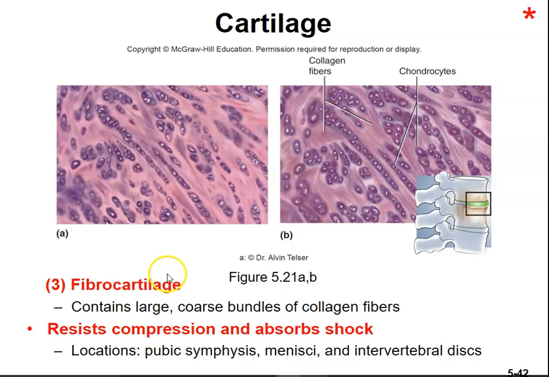The third type of cartilage is called fibrocartilage. It contains large bundles of collagen fibers, so that cartilage can reduce pressure and absorb shock. It can resist compression. You can find this type of cartilage between two vertebrae, so the two vertebrae will not touch directly with each other. The pubic symphysis is also made of fibrocartilage. The two pelvic bones are connected by the pubic symphysis, and when women are in labor, the pubic symphysis will open so the baby can come out.